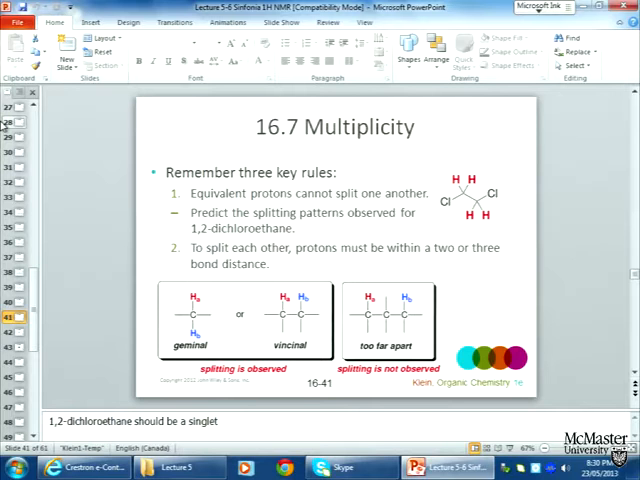Equivalent protons cannot split one another. You don't want to know why that is. We have to go deep into quantum stuff to do that. Anybody want to know, now that I've told you that? No. Better not to know. But it's important to recognize that for various reasons.